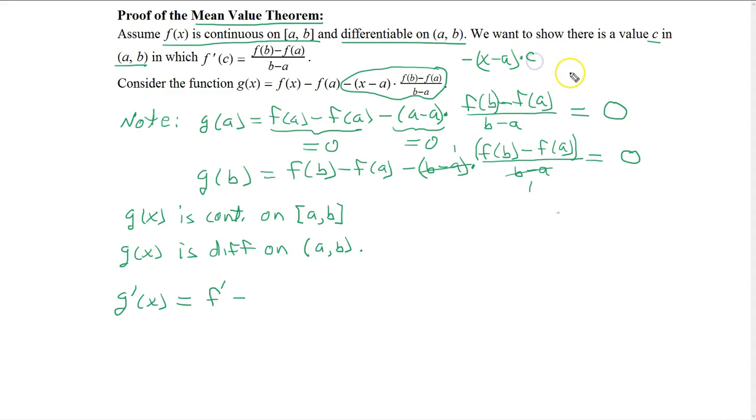Just call that c for right now. Now the derivative of this function is, let's rewrite it like this: negative c times x plus ac, and when we differentiate this we get negative c, right? The derivative of this is negative c, where c is this value right here, the slope of your secant line. So we get that the derivative of g is f prime of x minus this constant right here. And this value certainly exists on the open interval from a to b because we assumed that f prime exists on the open interval from a to b.